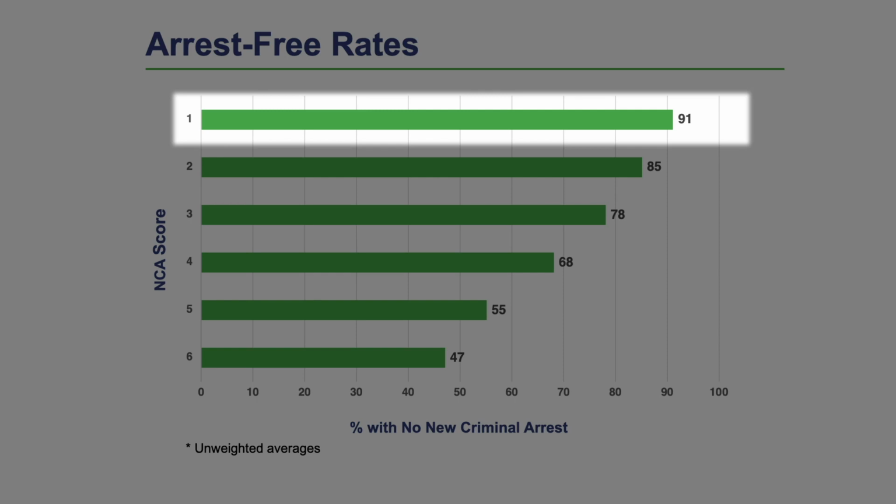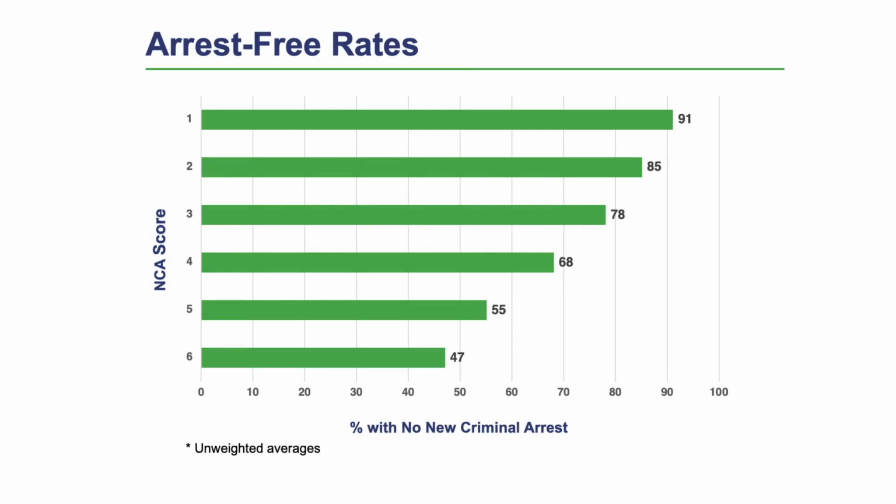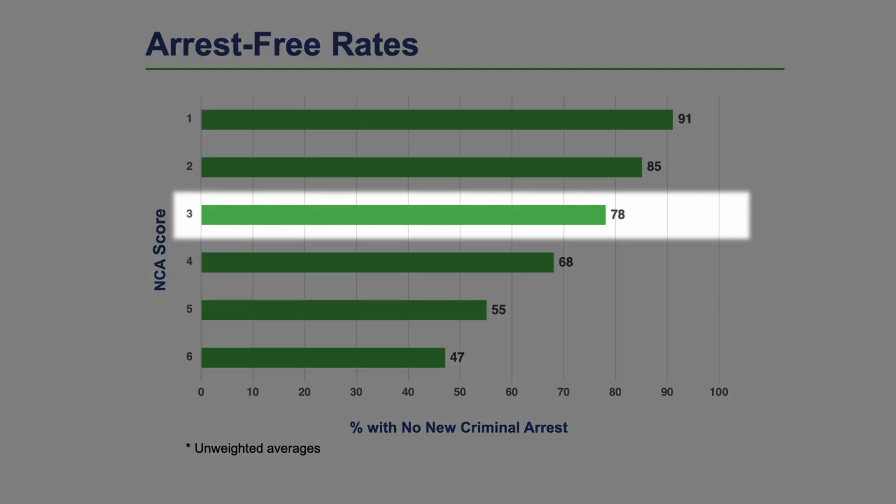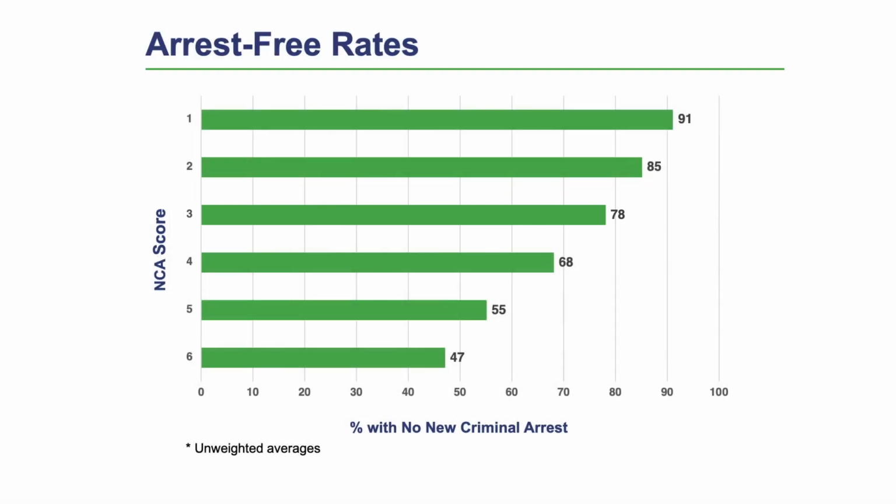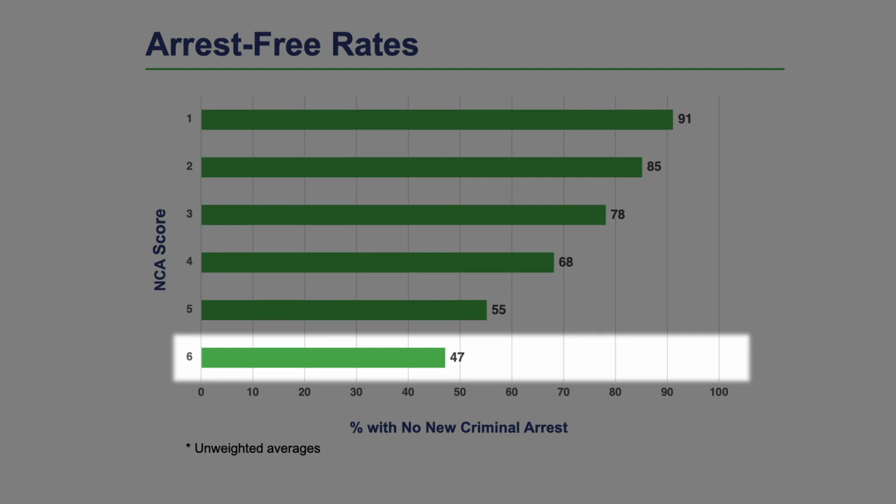offense during pretrial release. For cases with a score of 3, their arrest-free rate was 78%. And for cases with NCA scores of 6, those assessed as being most likely to be arrested during pretrial release, those whom you may be the most concerned about, they remained arrest-free about half, or 47% of the time.